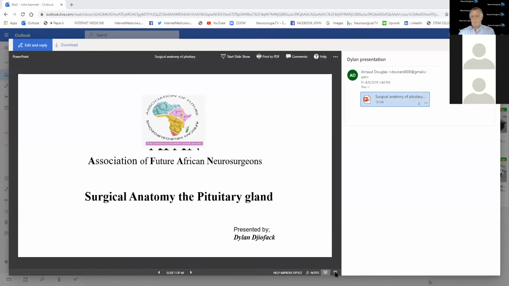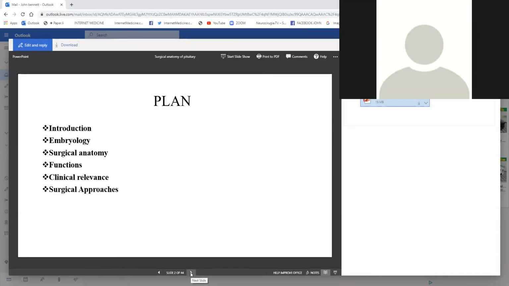Today, we'll be talking about the pituitary gland, what's generally known as the master gland. In order to reach our goals of the day, we are going to follow a plan that includes a brief introduction, a walk through the embryology of the pituitary gland, and surgical anatomy with focus on some relevant structures as far as surgical operations on the pituitary gland are concerned. We are going to talk about the functions of the pituitary gland briefly, the clinical relevance of this surgical anatomy, and then we'll discuss precisely the most used surgical approach in surgeries for pituitary tumors.